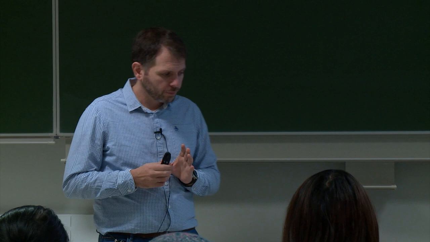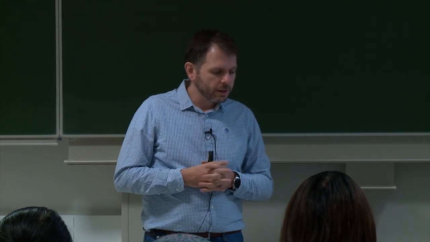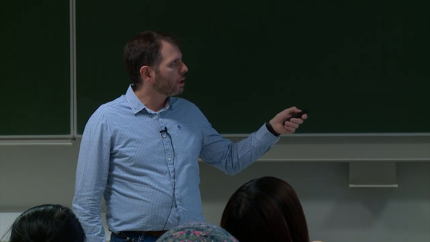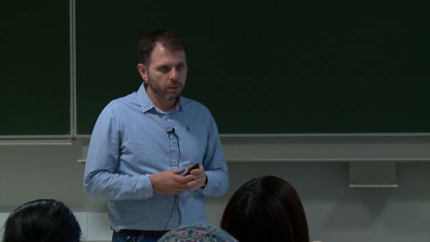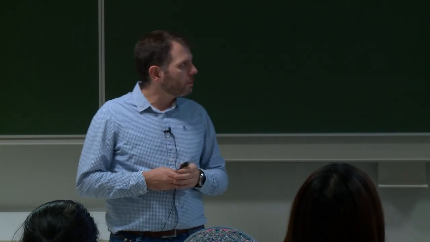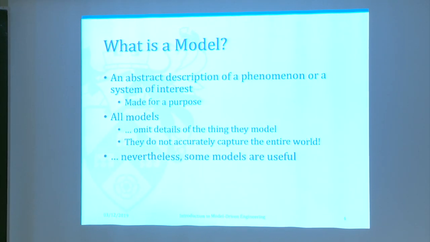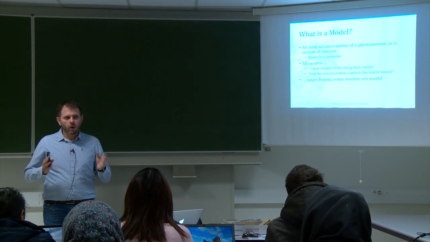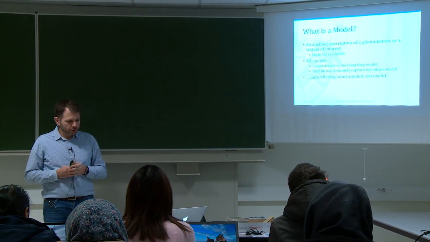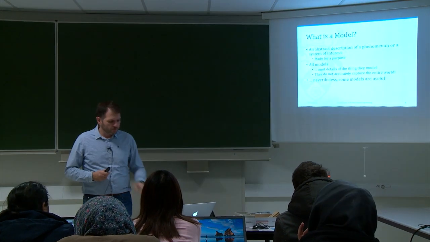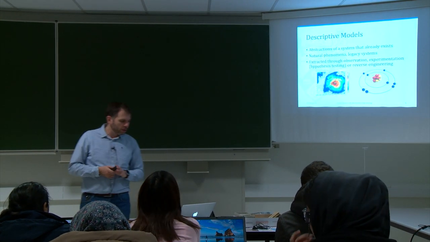In general, in science, a model is an abstract description of a phenomenon or a system of interest. And models are made for a purpose. A model is, by definition, an abstraction, which means that it has to omit details of the thing that it models. So by definition, a model doesn't accurately capture all the dimensions of the problem or the system it refers to. However, models are useful. Despite being intentionally incomplete, they are useful.